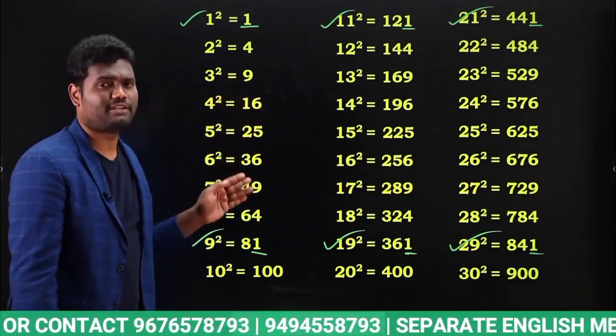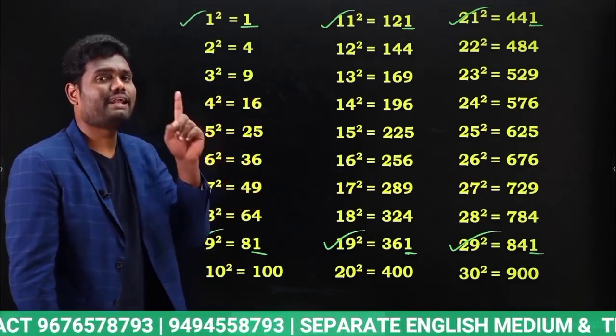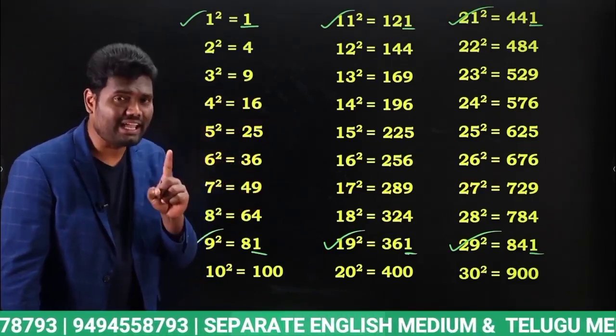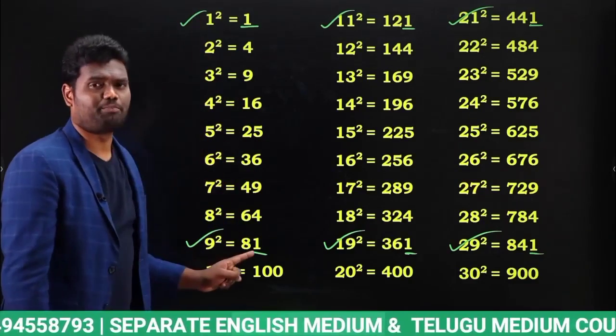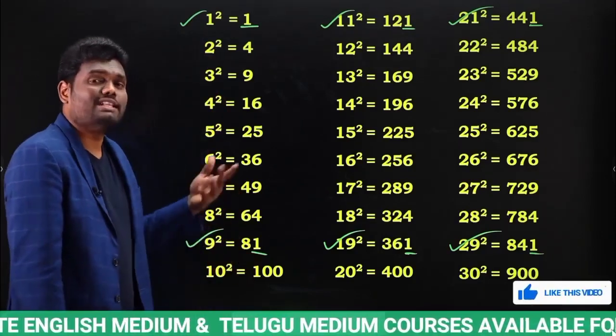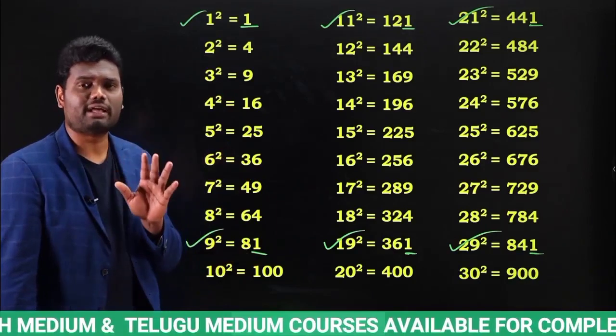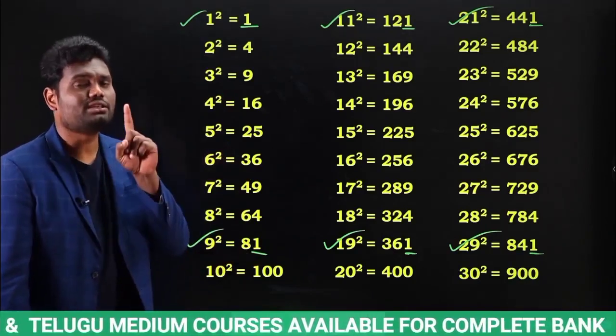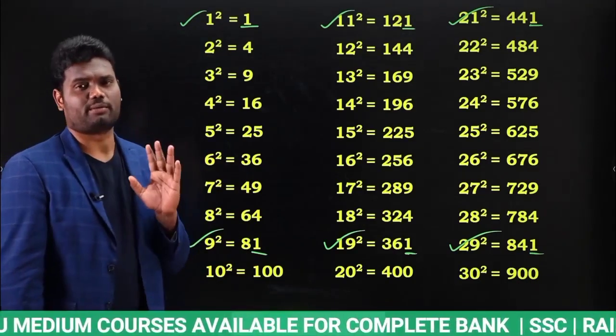So what I can conclude from this is, when we are calculating perfect squares, we can get last digit as 1 only at 1 or 9. If you do 1 square, you will get last digit as 1. If you do 9 square, automatically we will get last digit as 1. Okay. This is a very important point to be noted.